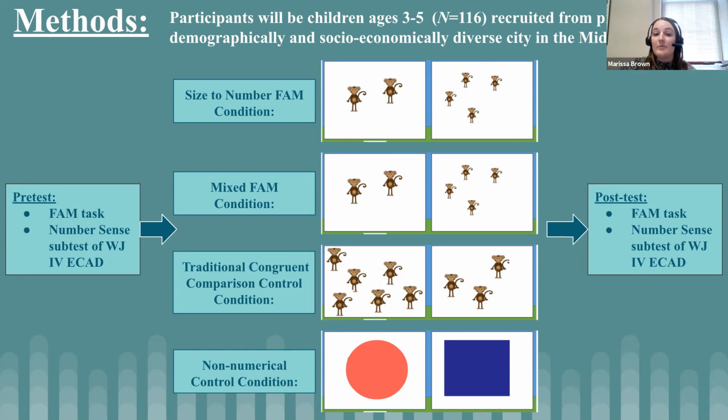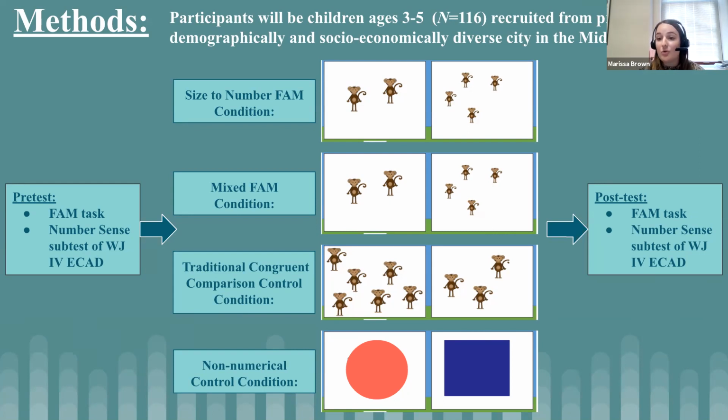And then children will be randomly assigned to one of 4 conditions, 2 of them being experimental. So those 2, one being the size to number FAM condition, which will consist of incongruent stimuli, and children will be presented with first a set of trials where they're asked to determine which side has bigger animals, and then followed with a set of trials where they'll be asked to determine which side has more animals. And then also the mixed FAM condition, which will include the size and number trials, but they will be intermixed.